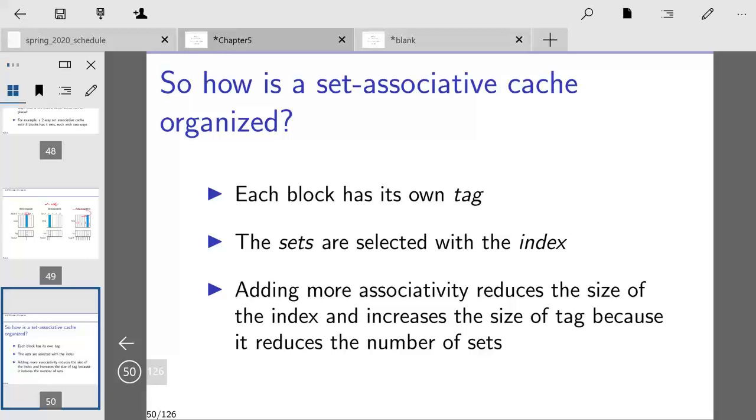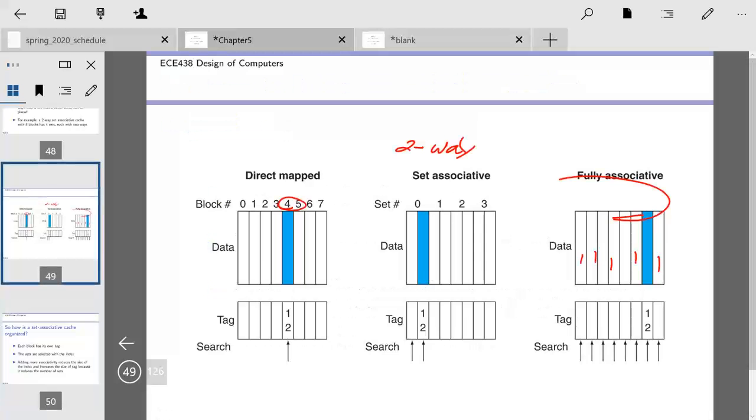But then as we increase the ways of our set associative cache, we start moving over towards the fully associative cache, and as we increase the number of ways within our sets, we start decreasing the number of sets if we keep the number of blocks that our cache holds constant. Hopefully this is making some sense. So adding more associativity reduces the size of the index and increases the size of the tag, because it reduces the number of sets.